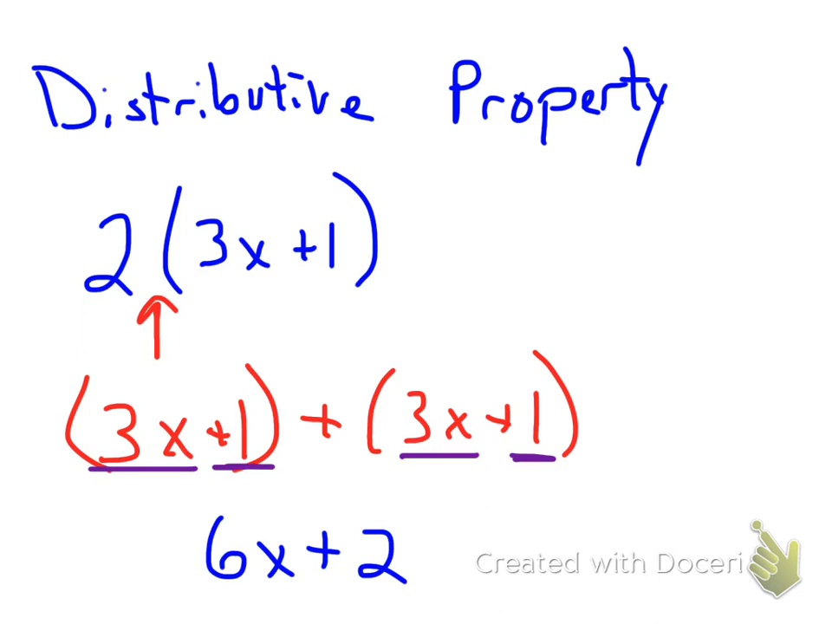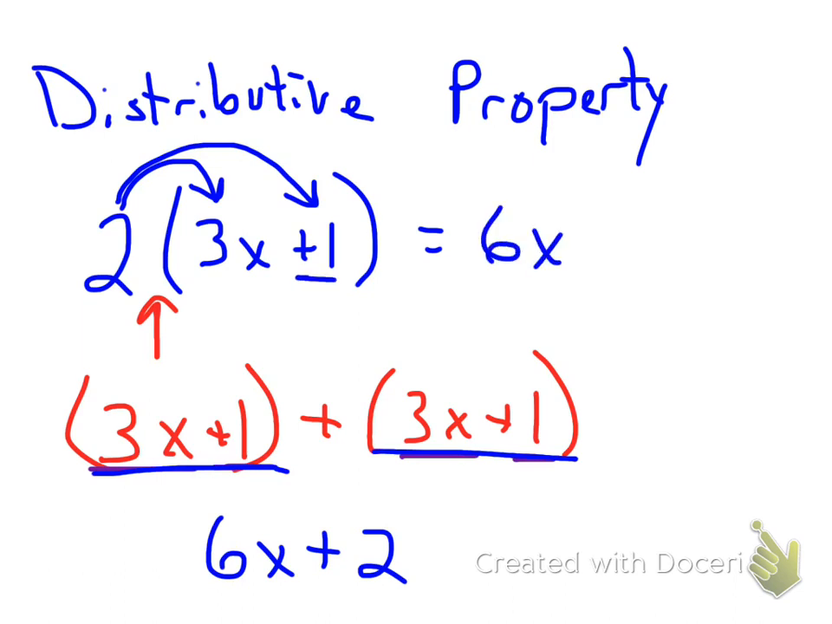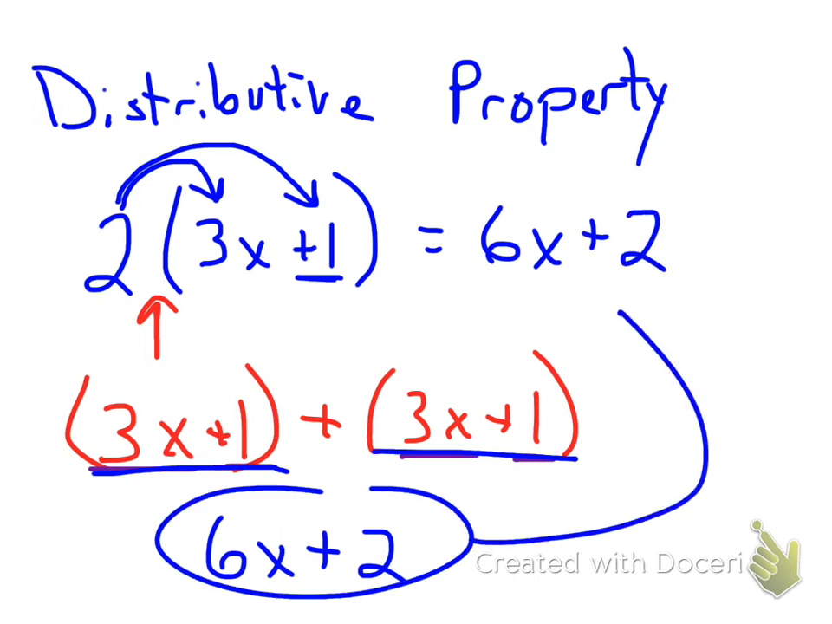So the distributive property gives us a bit of a shortcut. Instead of actually writing this out twice and then combining like terms, we are saying that we have 2 sets of these. So I'm going to take the 2 and I'm going to multiply or distribute it to that term, and multiply it or distribute it to that term. So my answer, 2 times 3x, will be 6x. 2 times a positive 1 will be plus 2. And you can see my answers are the same.